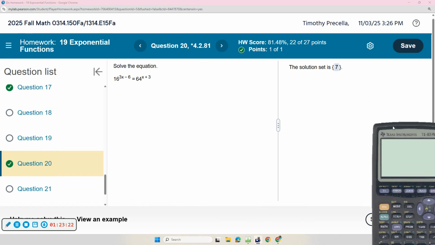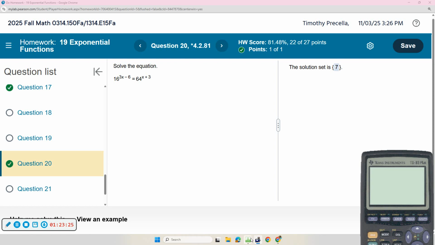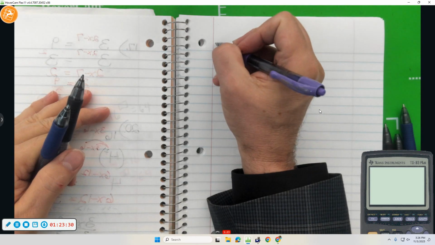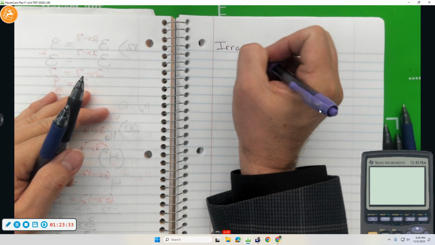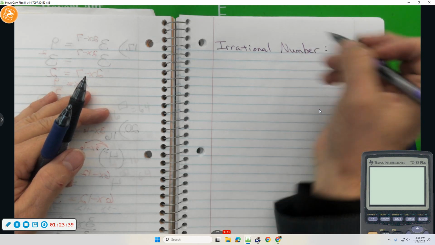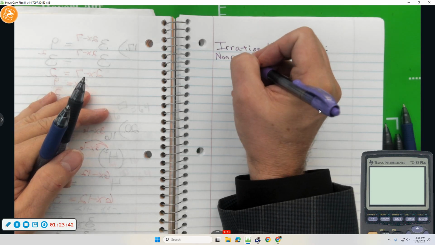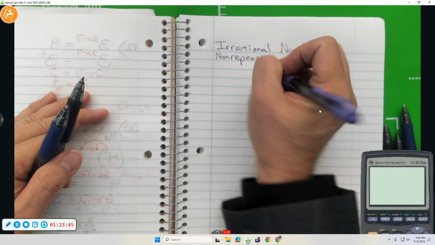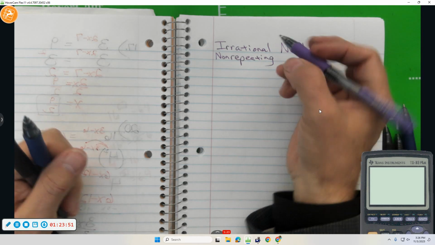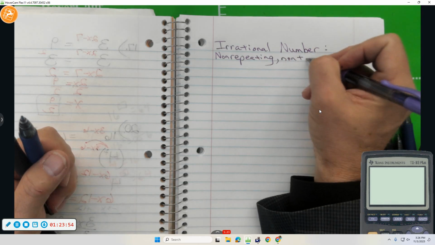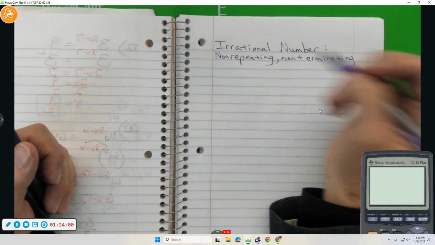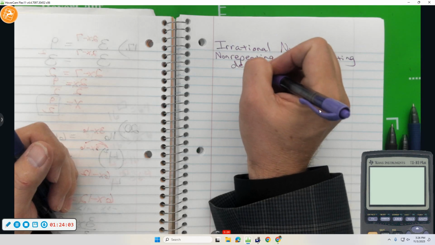An irrational number. I need to write a little bit. An irrational number is a non-repeating, non-terminating decimal number. It doesn't repeat the same block of digits over and over, like 0.3333 or 0.121212. It's non-repeating, but it's also non-terminating. The decimal values never end. Non-repeating, non-terminating decimal number.